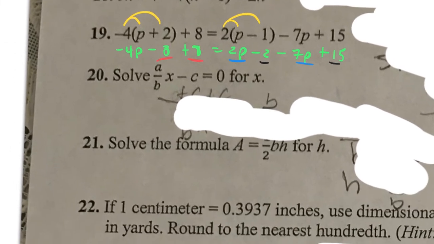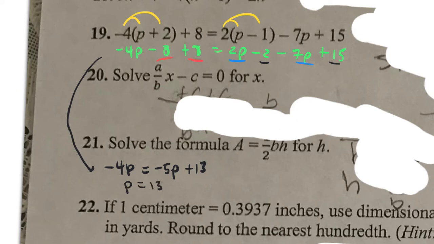So as a result, we'll just bring it down here. We're looking at negative 4p. The minus 8 plus 8 is just 0, so we could ignore that actually. We have 2p minus 7p, so that's going to be a negative 5p. And then we have this minus 2 and a positive 15, so that's going to be a plus 13. At that point, I think my student would understand we could add 5p to both sides. We would then get p equals 13. So that should be the answer to that one.